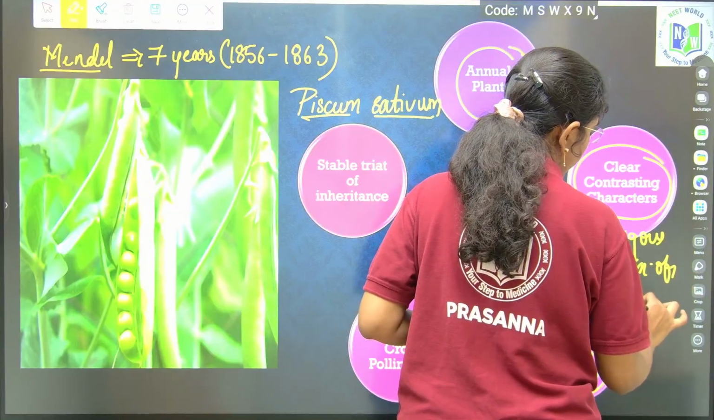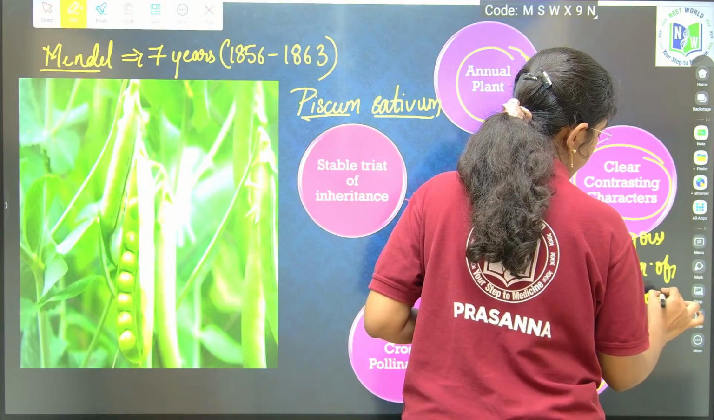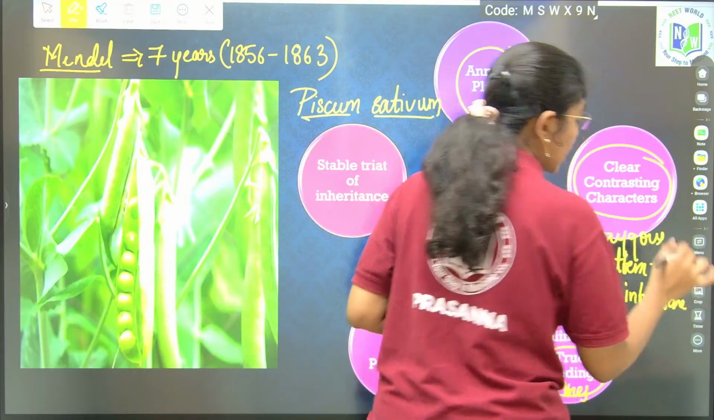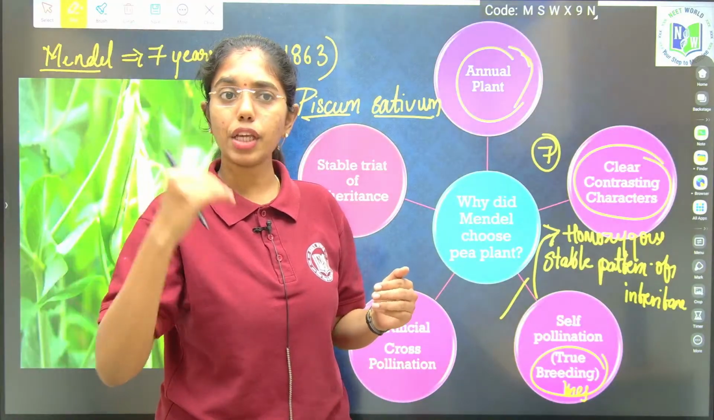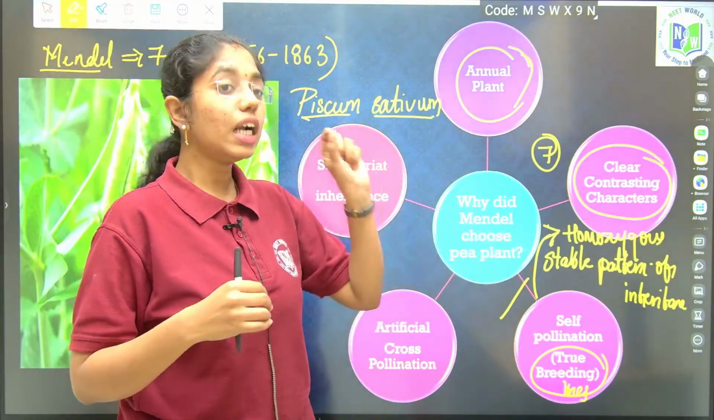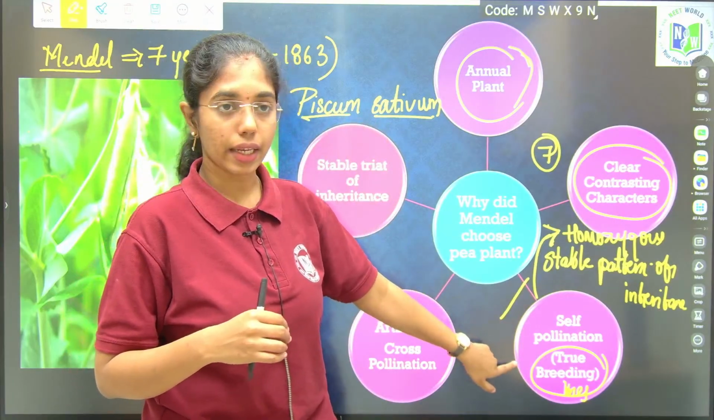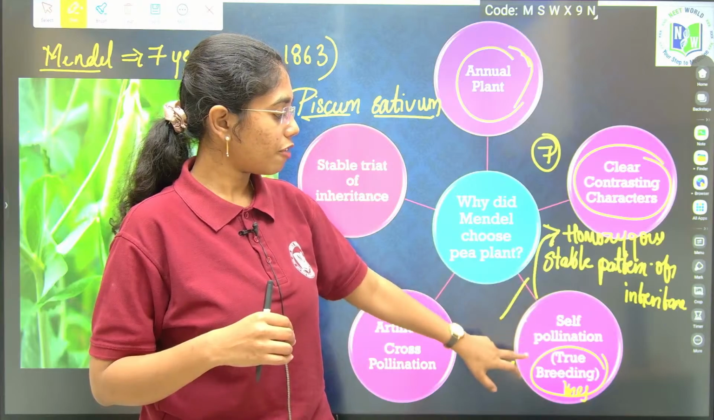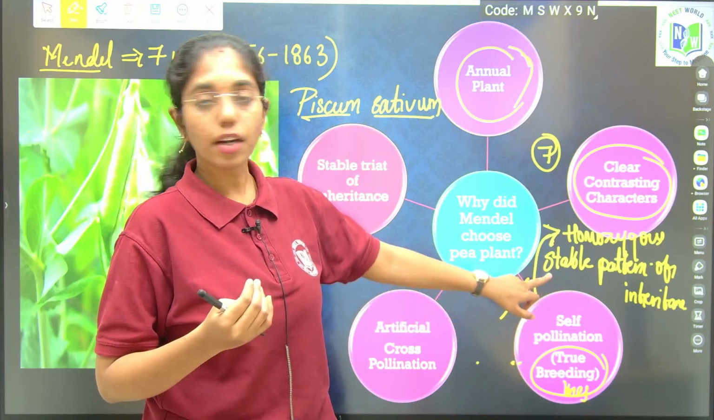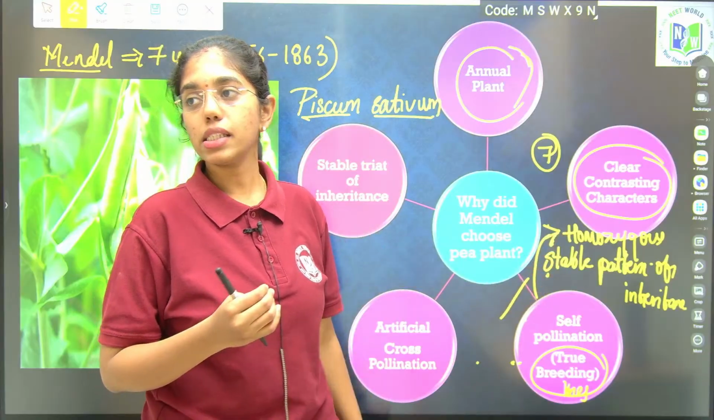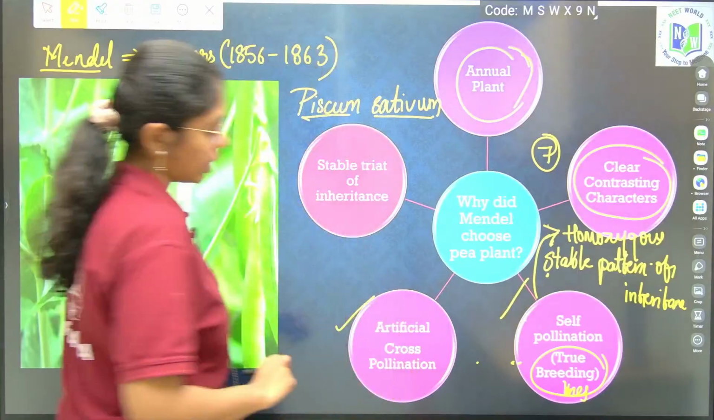When a single trait is crossed across many successive generations, and that exhibits a true breeding line, or after continuous self-pollination it exhibits a true breeding line, which shows a stable pattern of inheritance of homozygous nature. Clear? And then artificial cross-pollination.